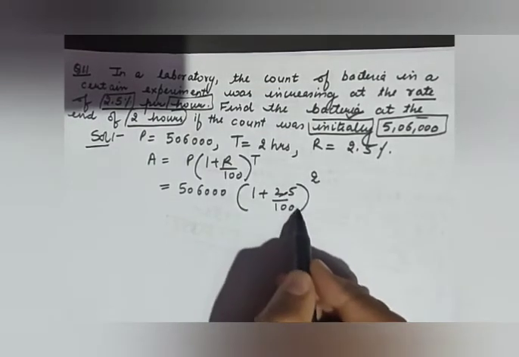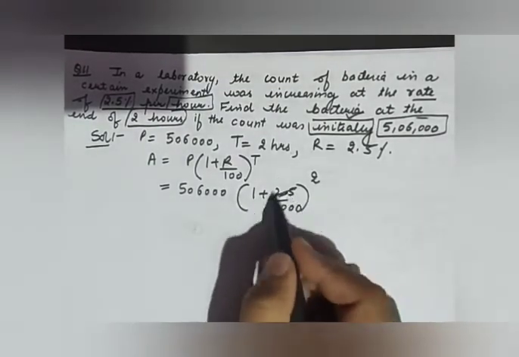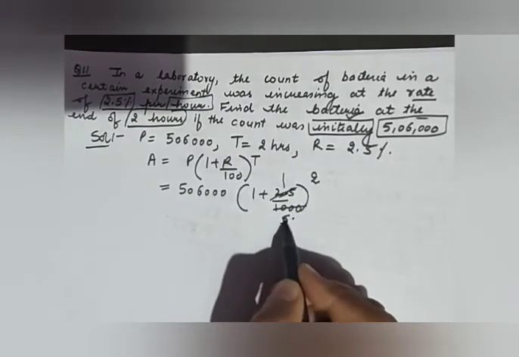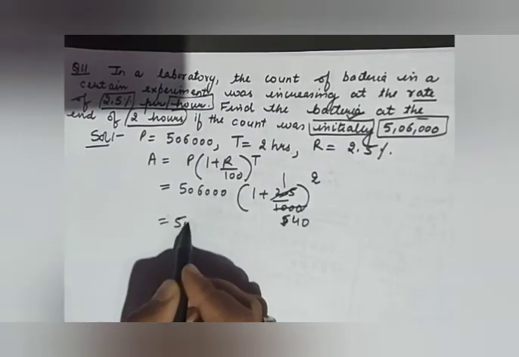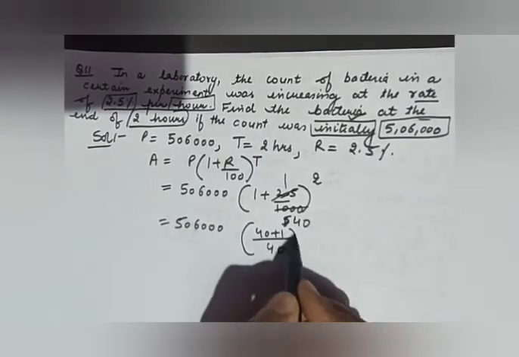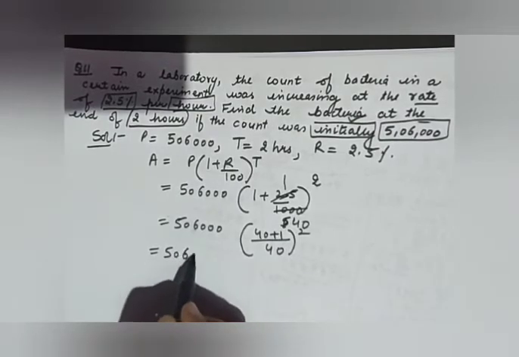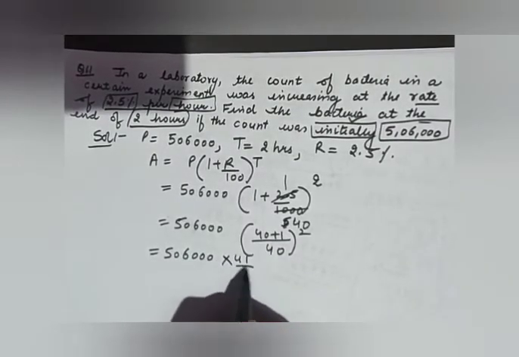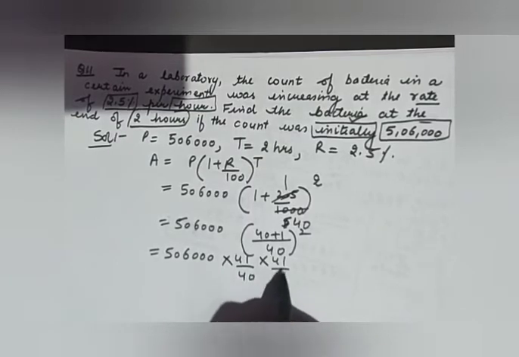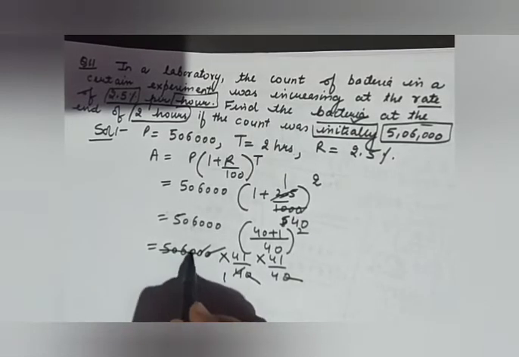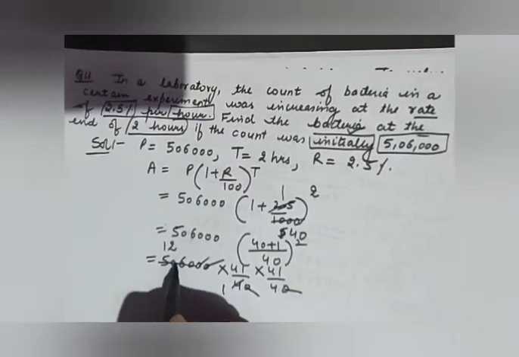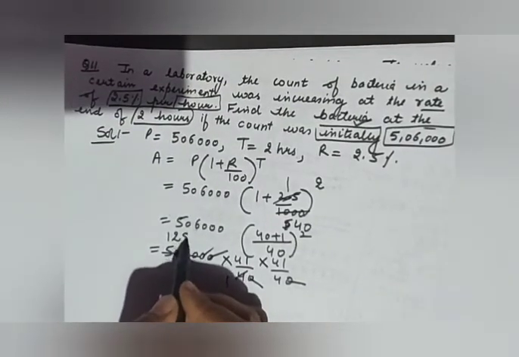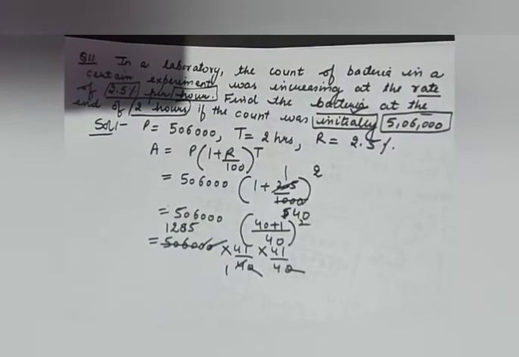So whenever I remove the point, I will be getting 1000 here. So 5 ones 25 ones and 25s 40 here. So it will be 506,000. 40 is the LCM, so 40 plus 1, as you are doing the same thing in all these questions. So this is 41 upon 40 into 41 upon 40. Here this 0 will be cancelled, this 0 will be cancelled. 4 ones 4, 1 2 8 5. Okay, it is 1285.